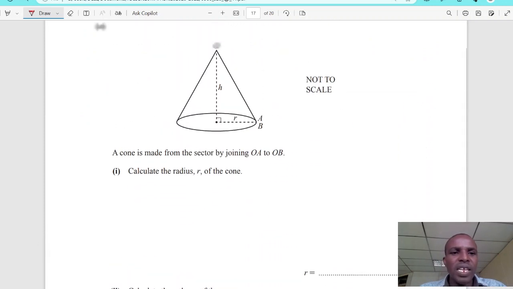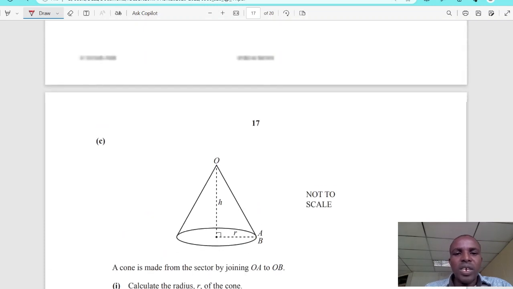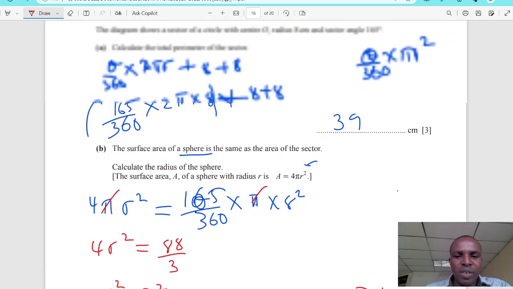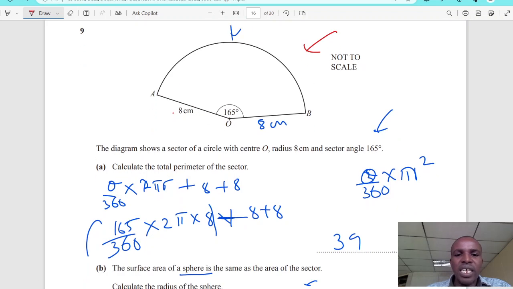A cone is made from the sector by joining OA to OB. It's still the one that we did. Calculate the radius R of the cone. We can check the things that are the same here. We have joined this one to make a cone. So still this one is 8 centimeters, 8 centimeters. Then arc length, we have it.